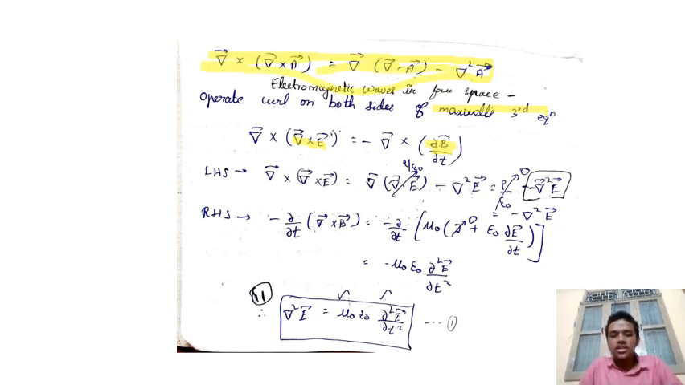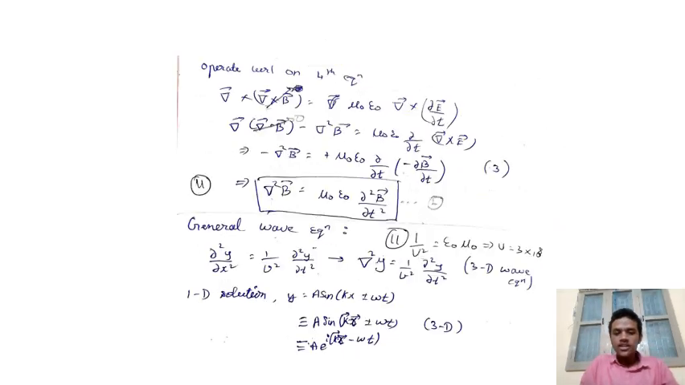We use these to solve the equations. Next, considering the RHS, minus ∂/∂t of curl of B̄, which from Maxwell's fourth equation we see is μ₀ε₀ ∂E/∂t, and J̄ is equal to 0 for free space. This is one of the equations of electromagnetic waves for the electric field in free space.